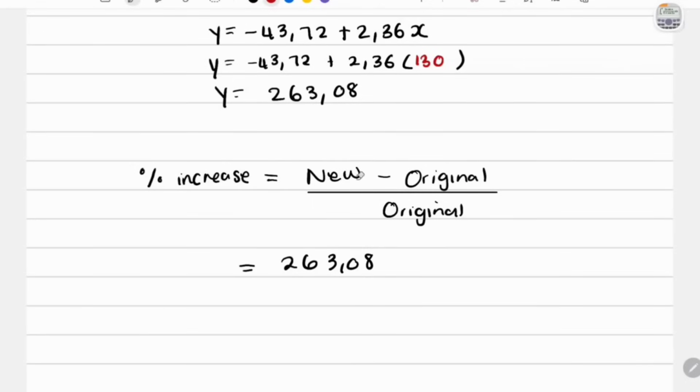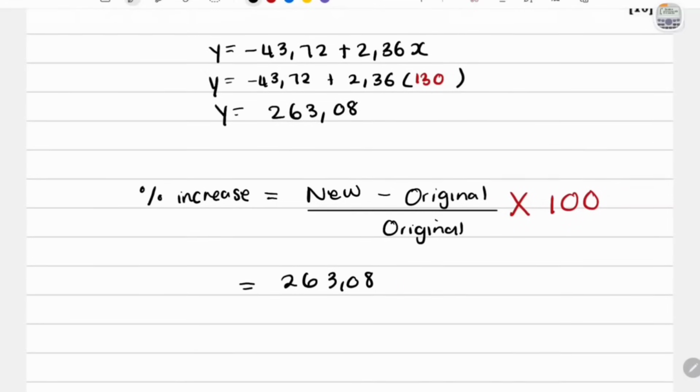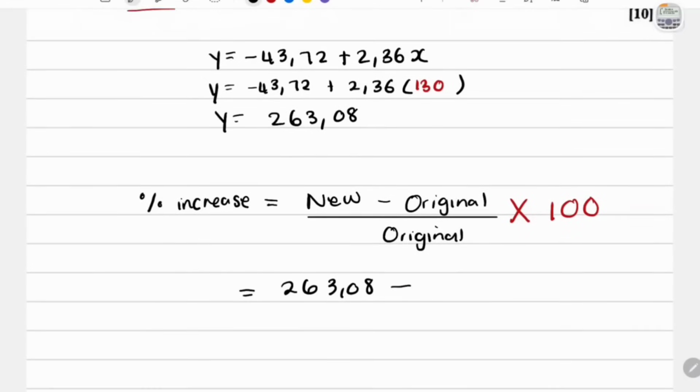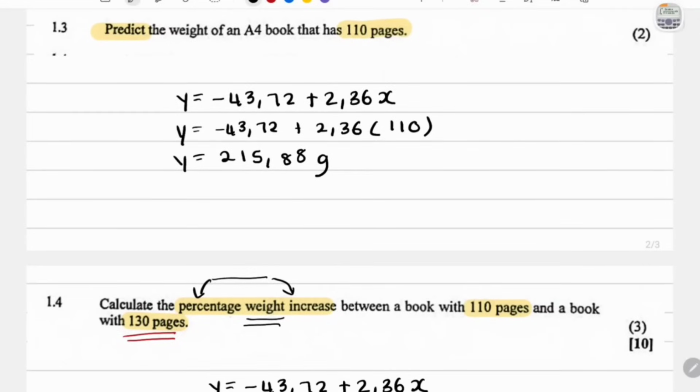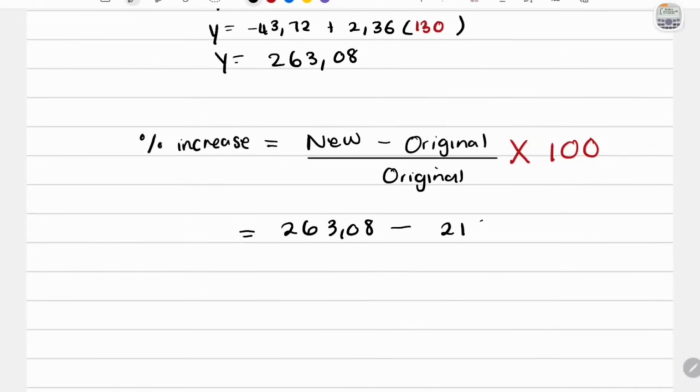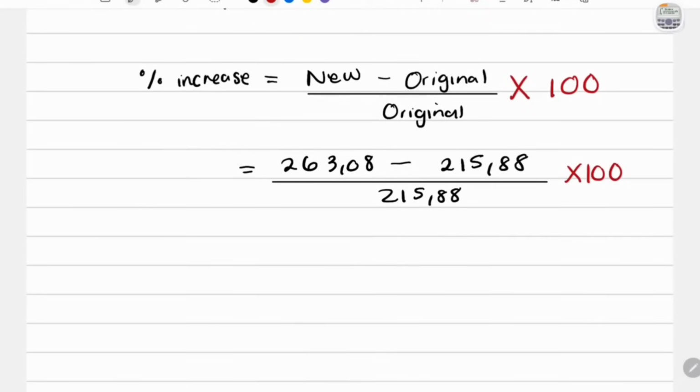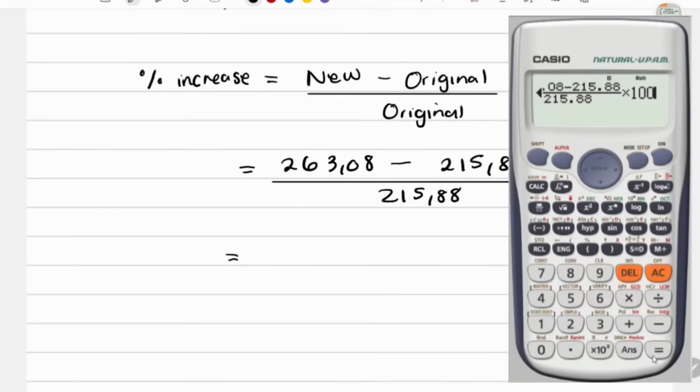And I notice now I didn't include a specific thing. This is just to find, well, this will not be the percentage yet. So you'd have to multiply to make it a percentage by 100. Okay, so we're saying 263.08 minus the original weights that we had, which was this one, okay, for the 110 pages. So that's 215.88, and then divided by the original, which is 215.88. Then just multiply that by 100 and it will give you the percentage increase. And there is my calculation.